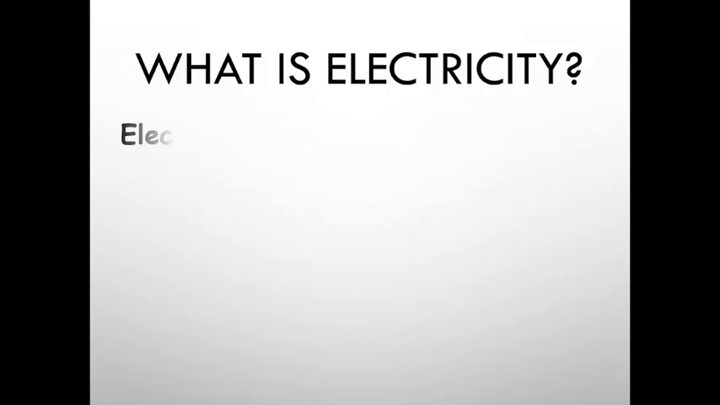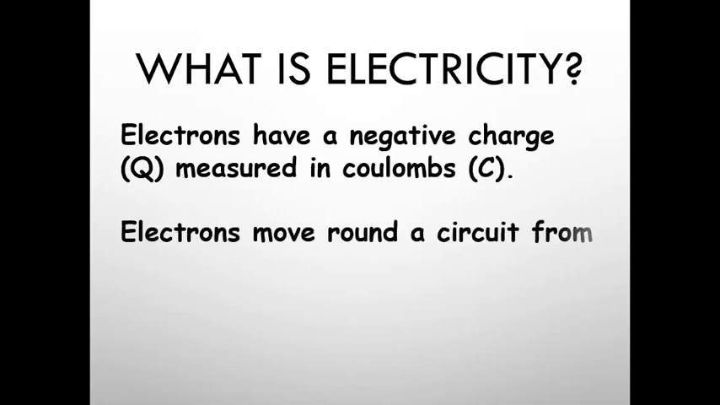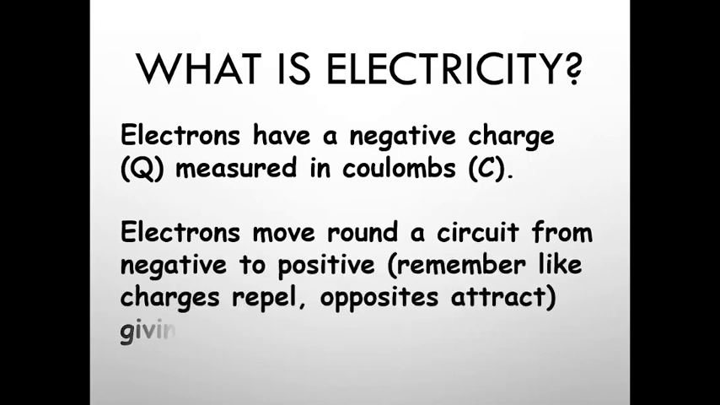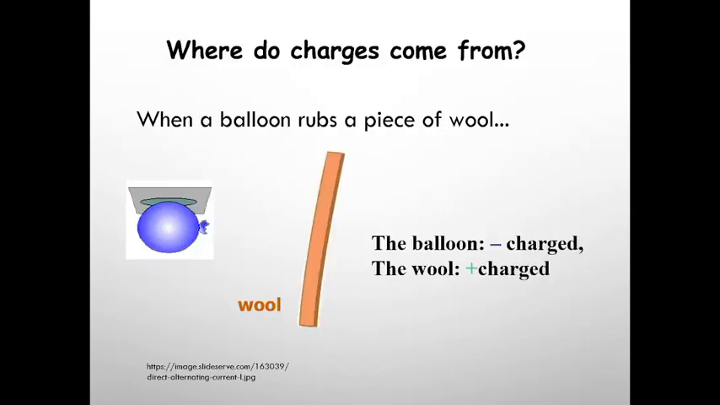What is electricity? Electrons have a negative charge Q measured in coulombs C. Electrons move round the circuit from negative to positive. Remember, like charges repel, opposites attract, giving rise to an electric current. Where does charge come from? When a balloon rubs a piece of wool, the balloon becomes negatively charged and the wool positively charged.